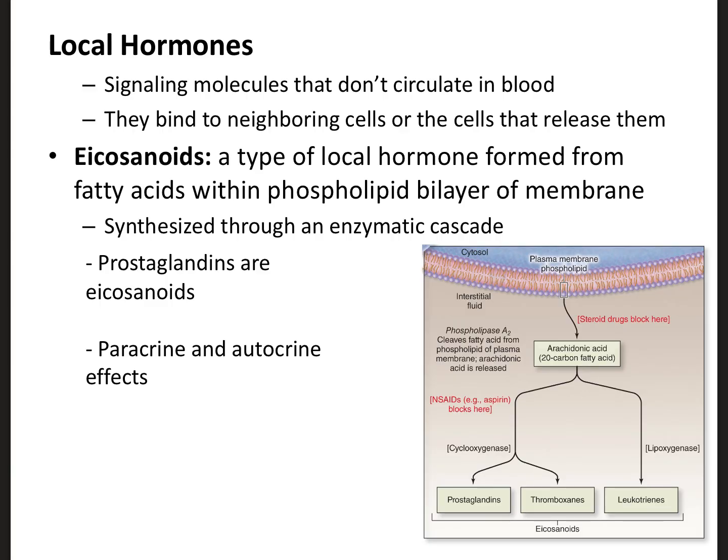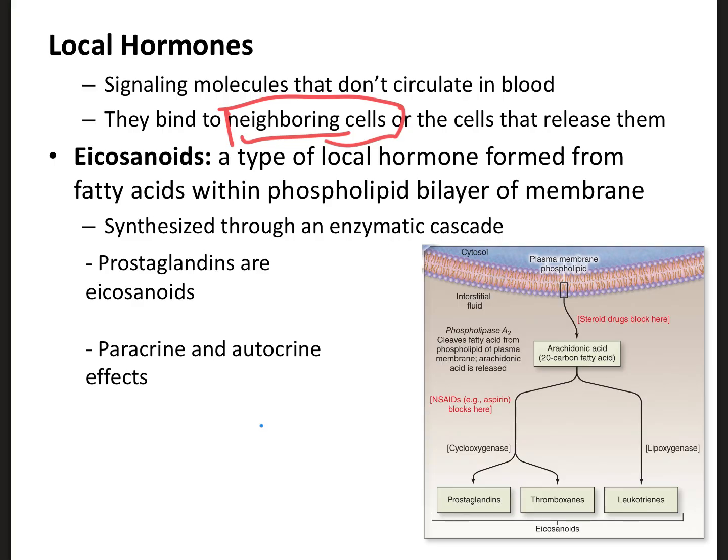Other hormones can be considered local hormones. Again, this is kind of an oxymoron. It's said that a hormone goes through the blood and goes everywhere. These particular hormones don't circulate through the blood. They stay in an area, but they do kind of work like a hormone, right? Because they bind neighboring cells or the cells that release them. So when one cell targets a cell near it, that is something we call paracrine secretion.